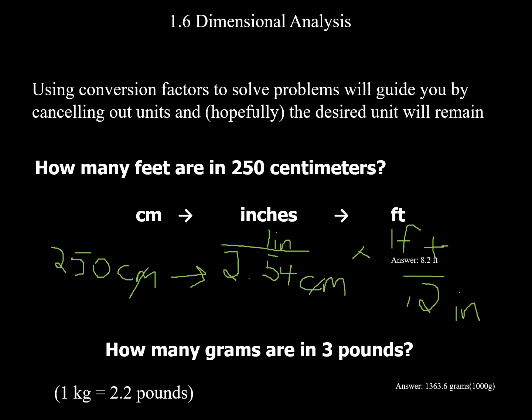For the second one, you can pause and try, but as the hint says here, yes, you convert the pounds to kilograms first, and then from kilograms to grams, you'd have to multiply by 1,000 grams on top, 1 kilogram on the bottom. Again, these answers will be posted on Blackboard.